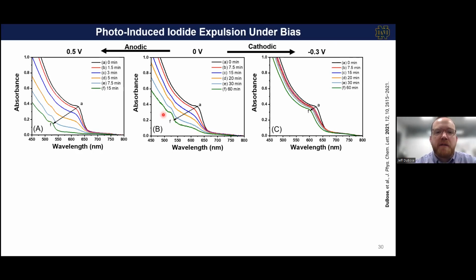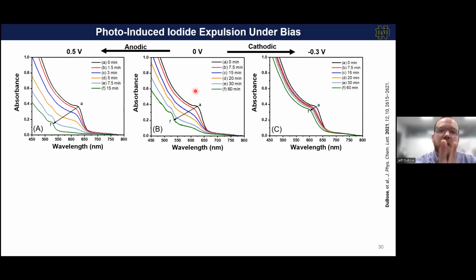And that gives us basically these new absorption features from the bromide-rich perovskite and maybe a little bit left over from the mixed halide. When we go in the anodic direction, now we're applying 0.5 volts versus silver chloride while continually irradiating. We see basically a very qualitatively similar response, but now the time scale is only 15 minutes, right? So we get almost the same degree of segregation and iodide expulsion, but in a much, much shorter time.